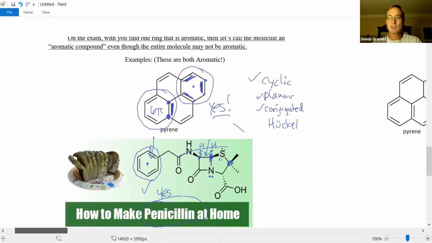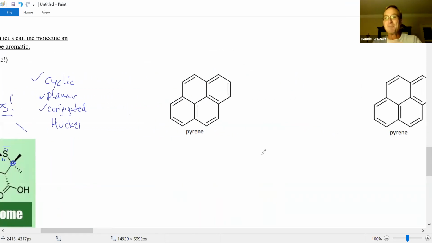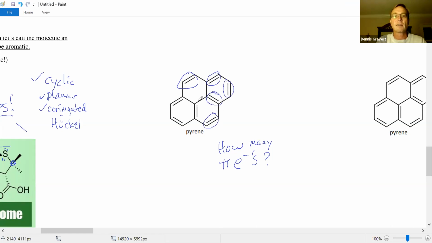Let's count up all the pi electrons. I knew I'd mark them up, so I made copies of the molecule. How many pi electrons are in pyrene? 2, 4, 6, 8, 10, 12, 14, 16. 16 pi electrons. Is that a Huckel number? No, it's not. 2, then 6, then 10, then 14, then 18. Oops, it's not. Is pyrene aromatic?